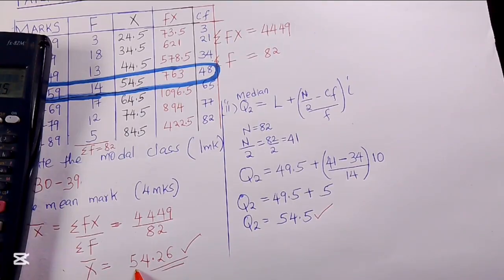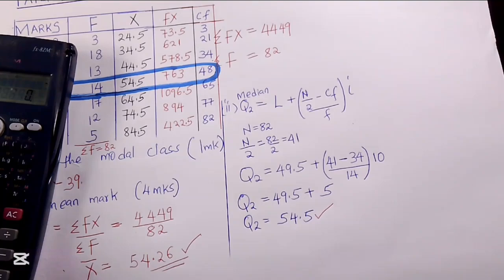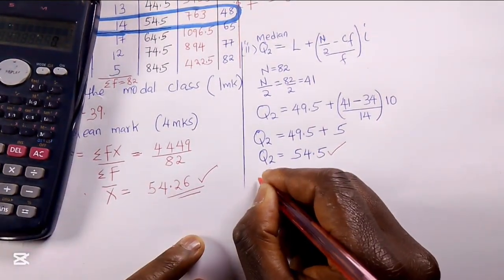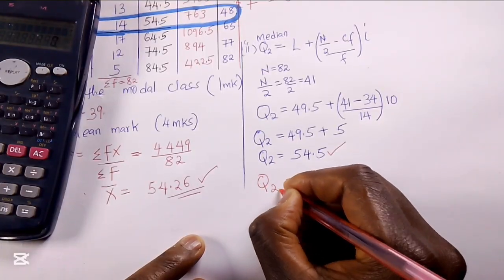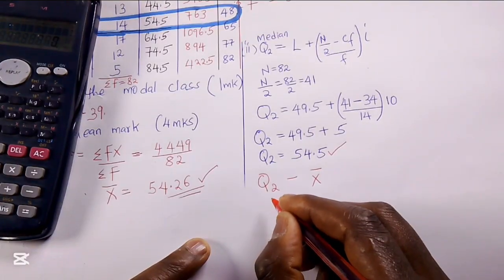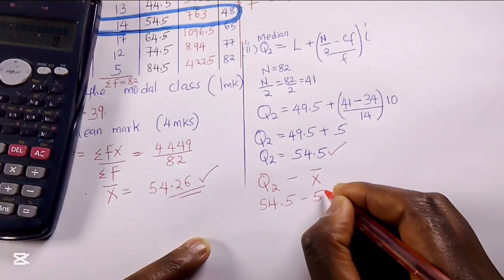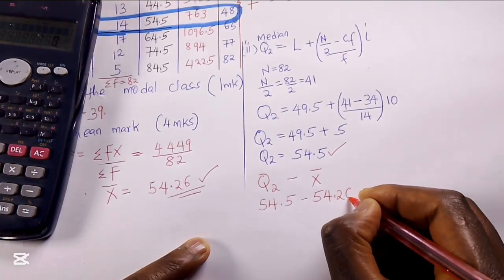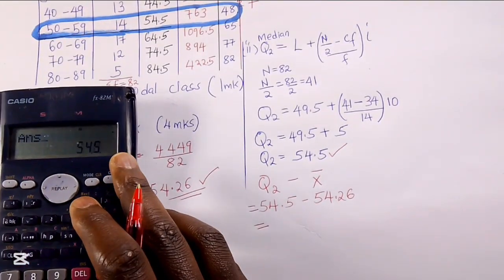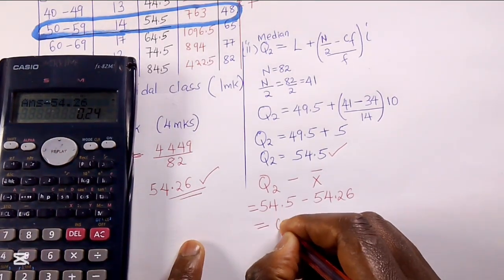So between the mean and the median, I can see the median is greater than the mean. So this means that we are going to have Q2 minus x bar, the greatest minus the smallest. The greatest being 54.5 minus 54.26, and that will give us 54.5 minus 54.26. It will give us 0.24.